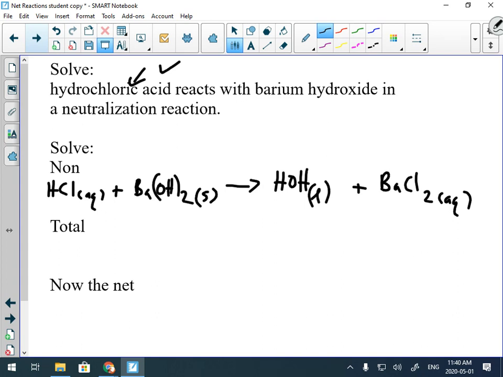Okay, are we balanced? Answer is no. If we look, we've got 2 hydroxides here to only 1 hydroxide there. Putting a 2 there works. Now we don't have the same number of chlorides and hydrogens, so we put a 2 there. Okay, that's our non-ionic reaction. Now it's time to move on to the total.